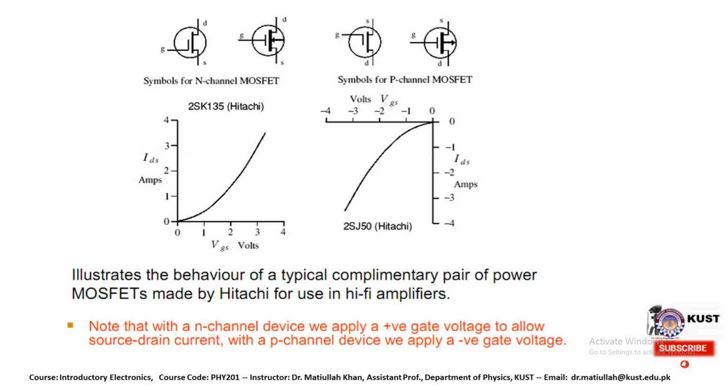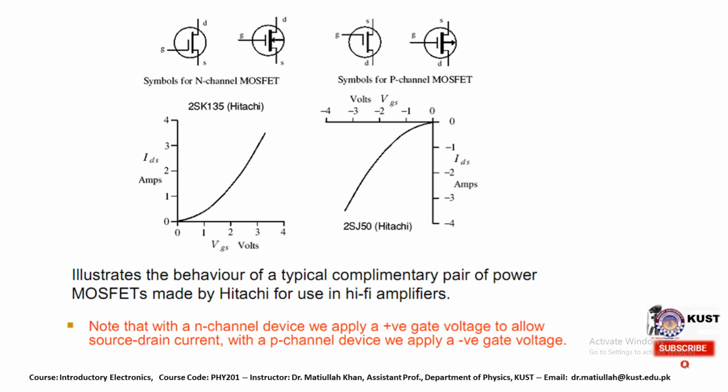This is a simple illustration of the behavior of a typical complementary pair of power MOSFETs made by Hitachi for use in hi-fi amplifiers. The curves are drawn between currents and voltages, and its behavior is observed. This is the sample for the n-channel MOSFET, and this is the sample for the p-type MOSFET, and this is the complementary overview of the current and voltage between the different MOSFETs.